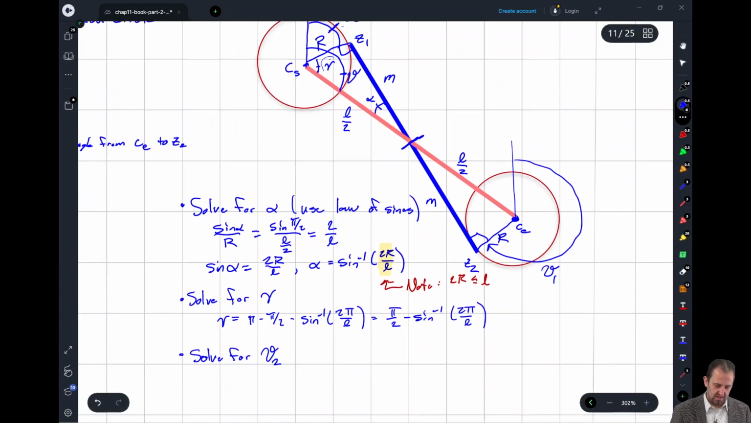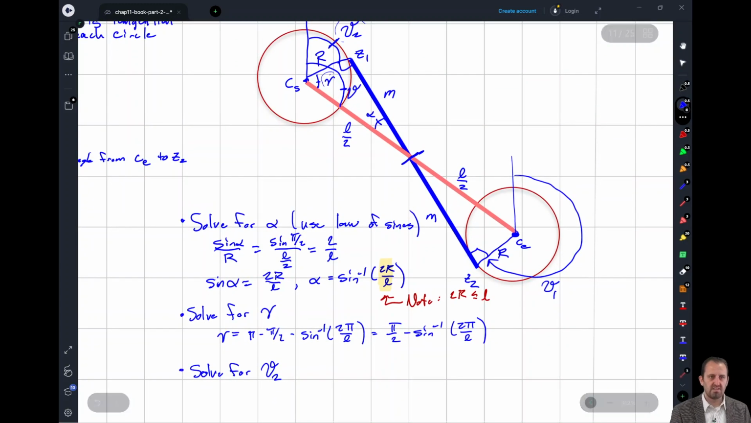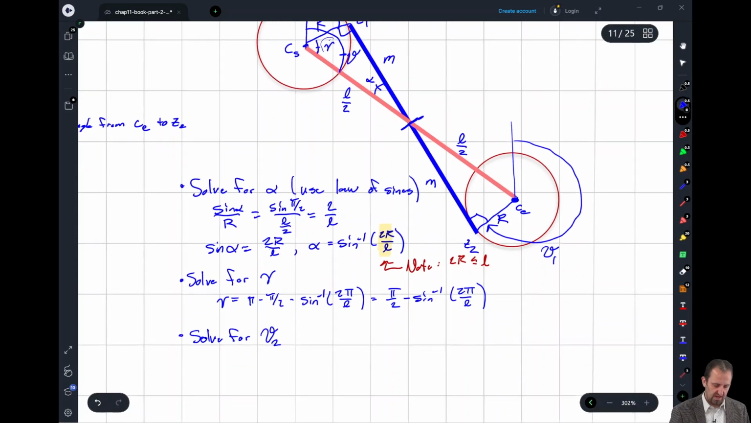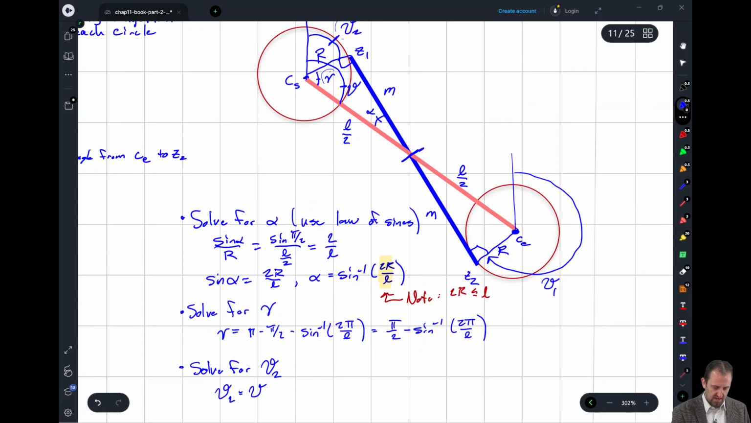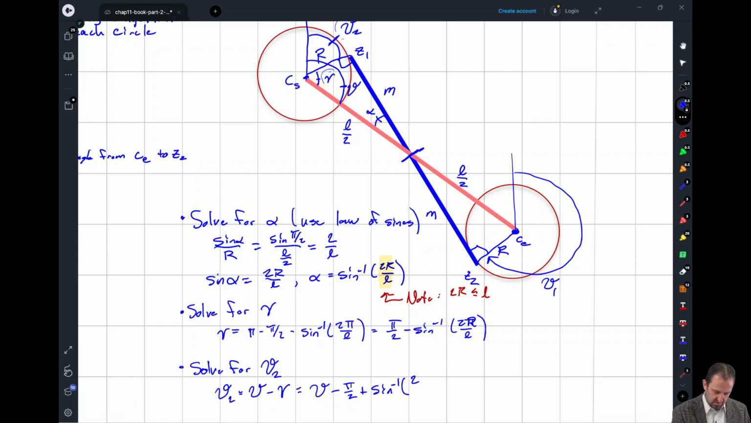Excellent. So var theta 2 is fairly simple to solve for now that we have gamma. We know that var theta 2 is just going to be equal to var theta, subtract off gamma. So we have var theta minus pi halves plus our inverse sine of 2r over L.